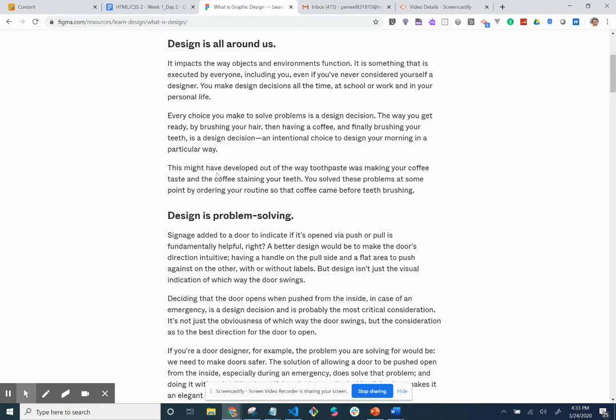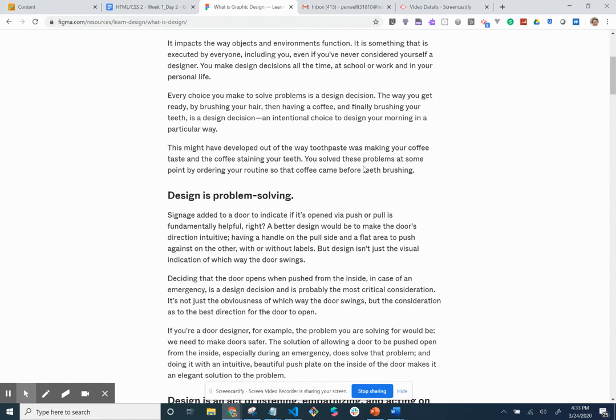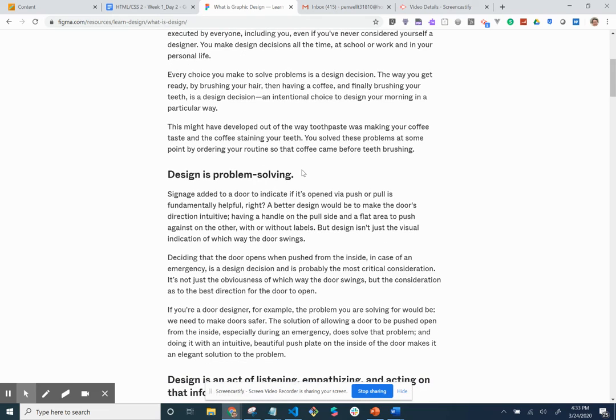But anyway, this might have developed out of the way toothpaste was making your coffee taste and the coffee staining your teeth. You solve these problems at some point, and that kind of goes into design as problem solving.